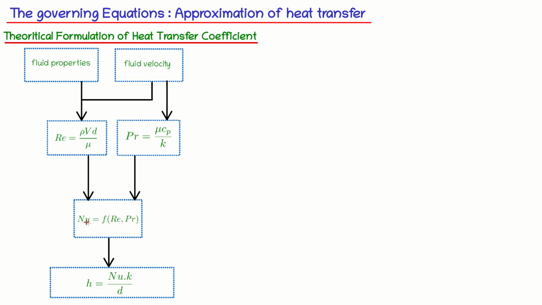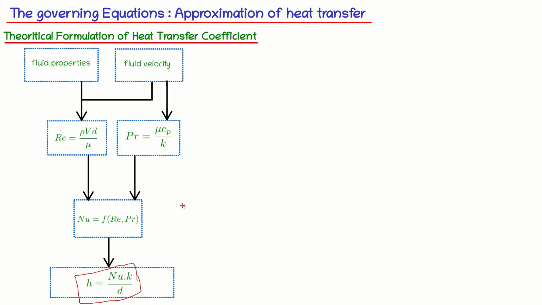Nusselt number is often represented as a function of Reynolds and Prandtl number. And the Nusselt number is defined as the heat transfer coefficient times the characteristic length divided by the thermal conductivity of the fluid. Rearranging the same, we can calculate the heat transfer coefficient as shown here.